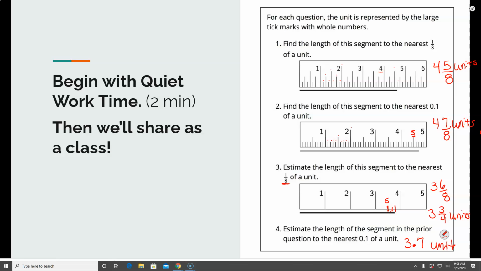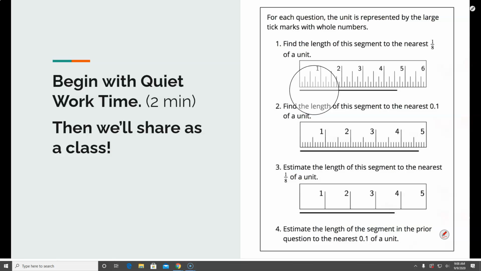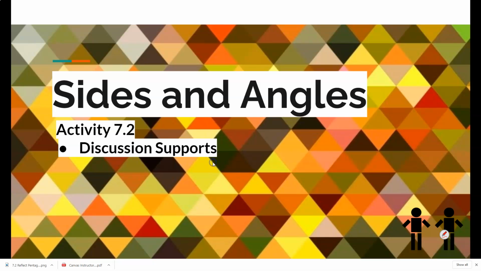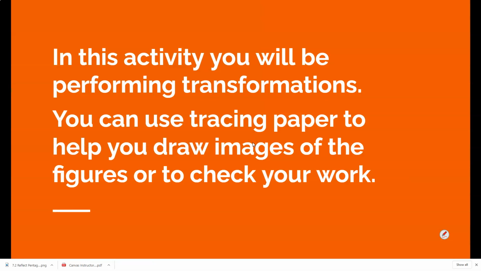Okay. So let me erase this and see what our next activity will be about. Get all the dots off. Okay, so let's see. The next one is called sides and angles. Let's see what you're going to do.